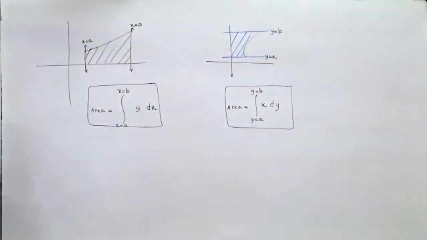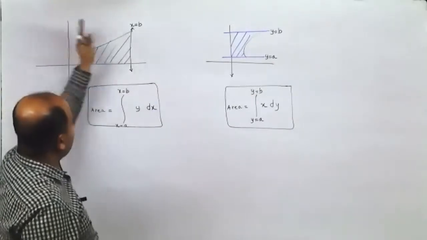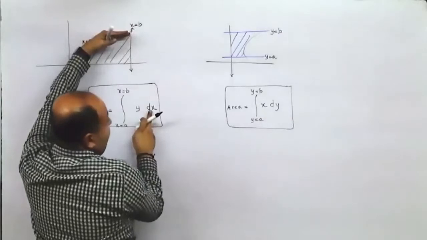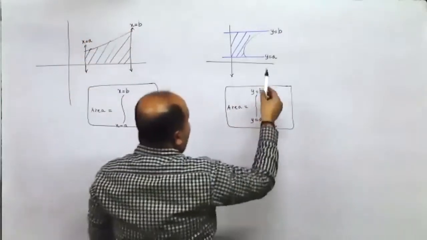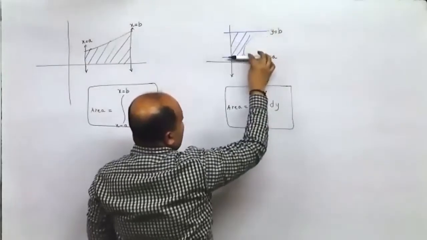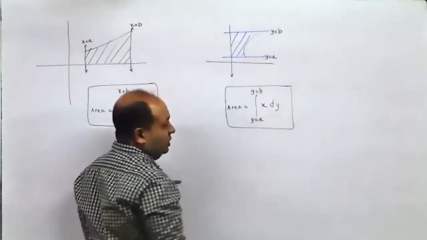Now, remember, if it is dx, the lines are parallel to the y-axis, between these two lines, the curve and the x-axis. And if it is dy, the lines are parallel to the x-axis. So therefore, these two lines would be in the form of y equal to a and y equal to b.